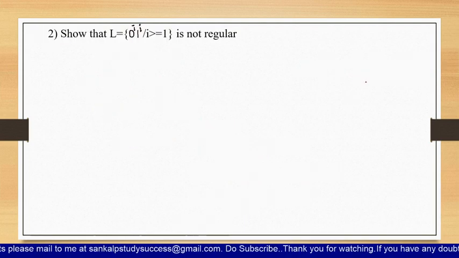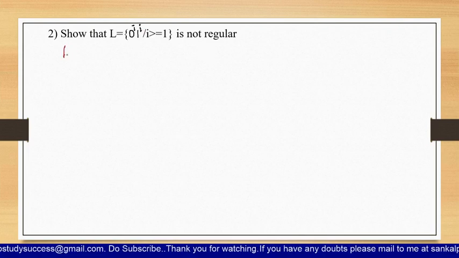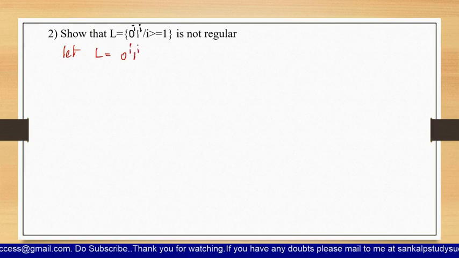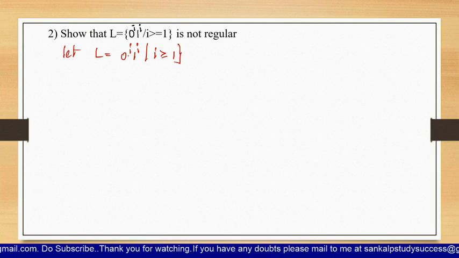So coming to the next question, here L is equal to 0 power i, 1 power i, where i is greater than or equal to 1. We need to prove that this given language is not a regular language. So now let us consider L is equal to 0 power i and 1 power i, where i is greater than or equal to 1. So let us take the values which are generated from the given language.